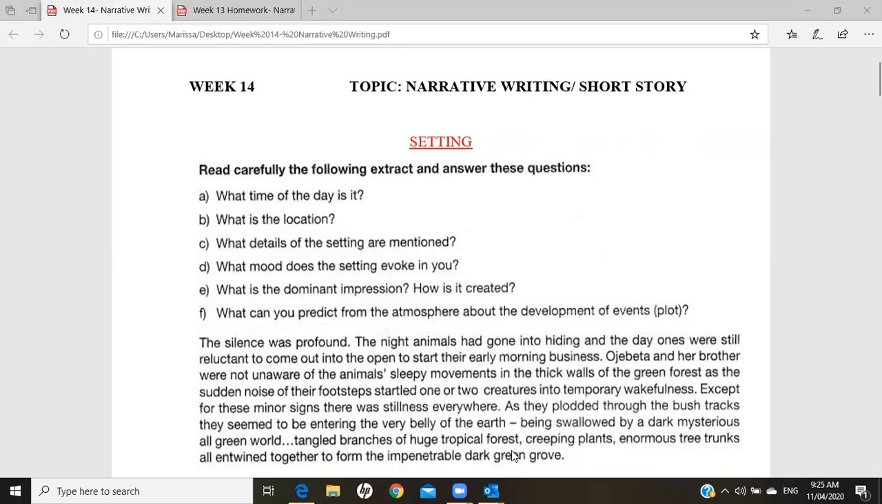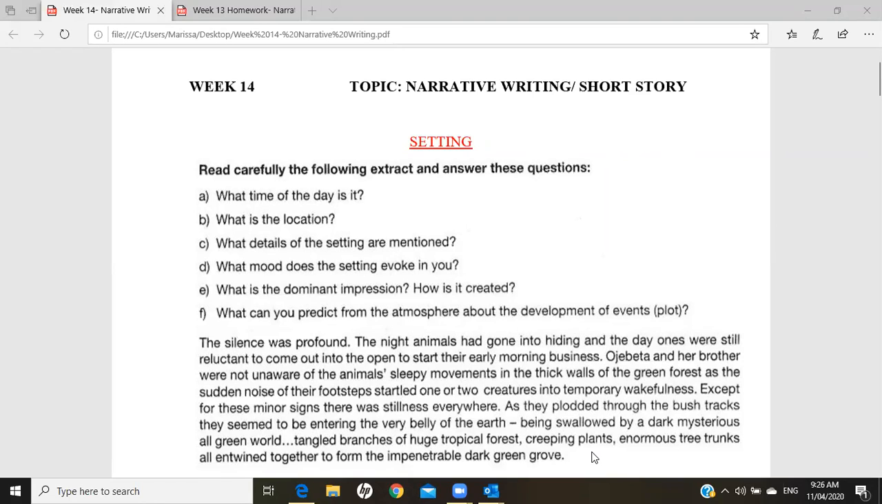I don't know. Look at it as lonely. Yes, Stephen. What did you say? Lonely. They're feeling lonely, yes. And look at the last, I think it was fear. Yes, it was fear. Because if you all look at the descriptions, it paints a sort of frightening imagery. So when they said that they enter the very belly of the earth, being swallowed by a dark, mysterious green world. They mentioned the creeping plants, enormous tree trunks, the impenetrable dark green growth. So the feeling was fright or fear. You could say that maybe you all are feeling terrified, you're feeling frightened, you're feeling fear. So the imagery is sort of one where the characters are feeling scared or frightened or terrified.